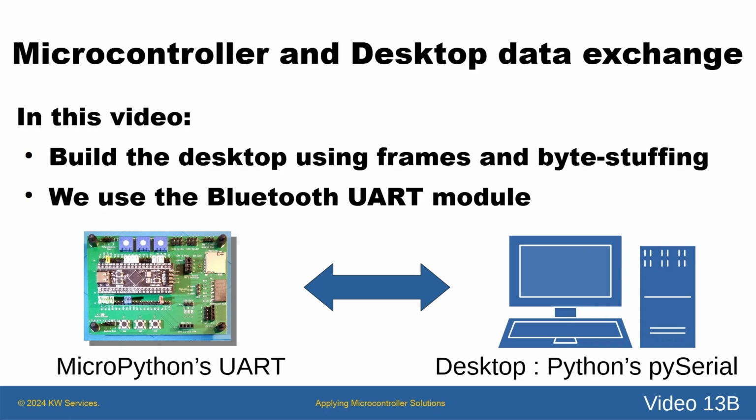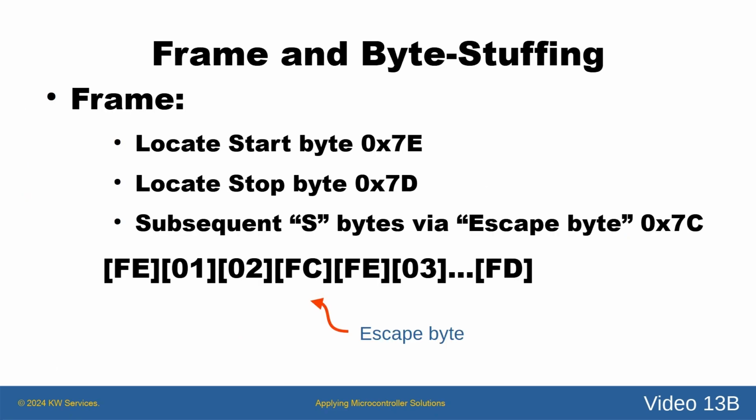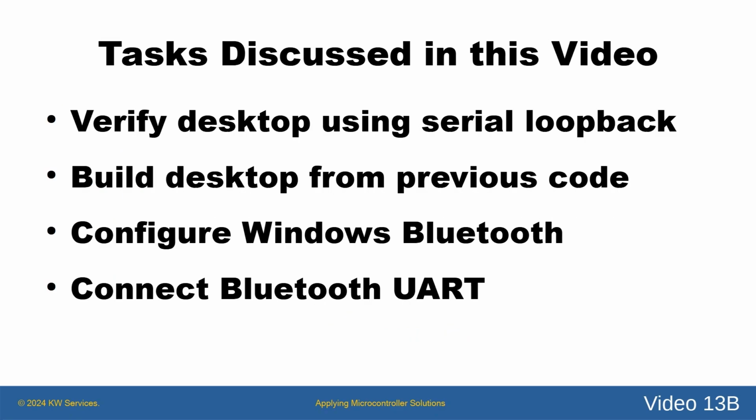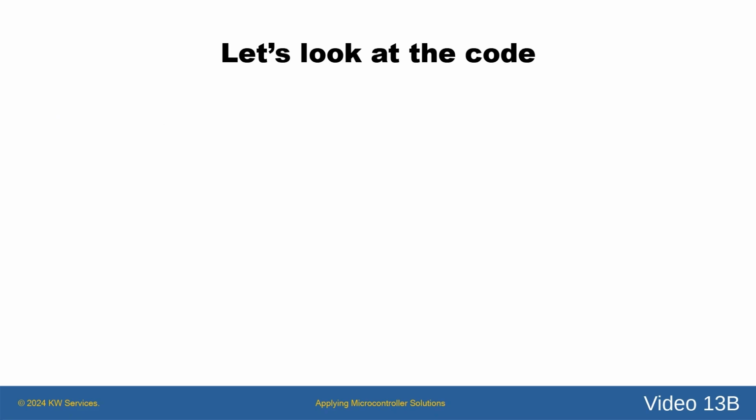In this video, we continue to explore frames in serial transfers by finishing with a desktop Python application that connects over Bluetooth to the STM32 MicroPython system. As you recall from the last video, our code built a data frame and we byte stuffed it to ensure the destination system can effectively detect and parse the byte stream. Furthermore, we included a checksum to detect bit errors. Our task this time will be to verify our desktop code using a loopback, build the principal desktop code, configure the Bluetooth, and finally connect the two systems together and test.